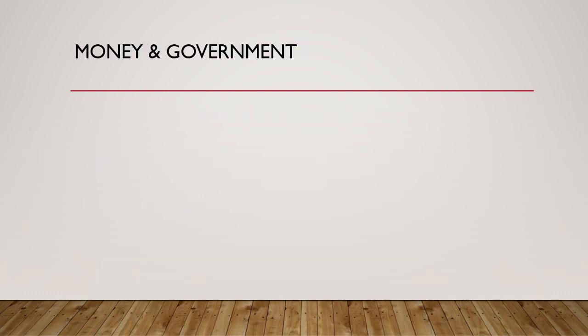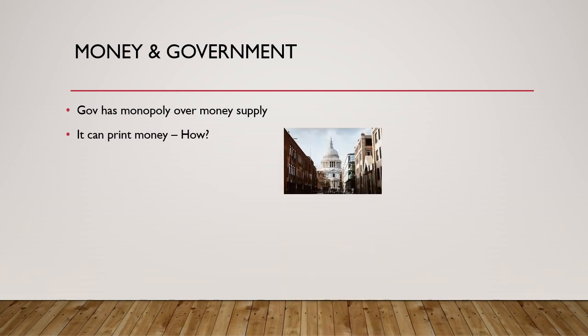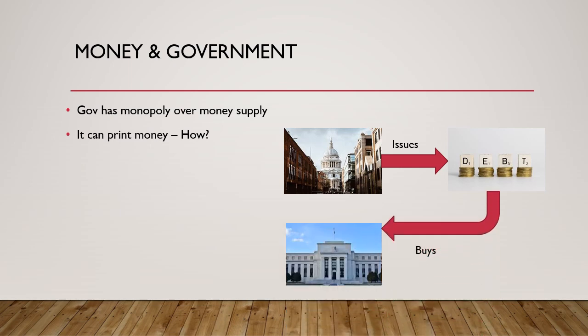So, we have touched upon briefly that in this system, the government has monopoly over the money supply. It can simply print the money. How can it do that? Well, the government can run a fiscal deficit, which is the excess of expenditure over the revenue the government receives, and can issue debt.